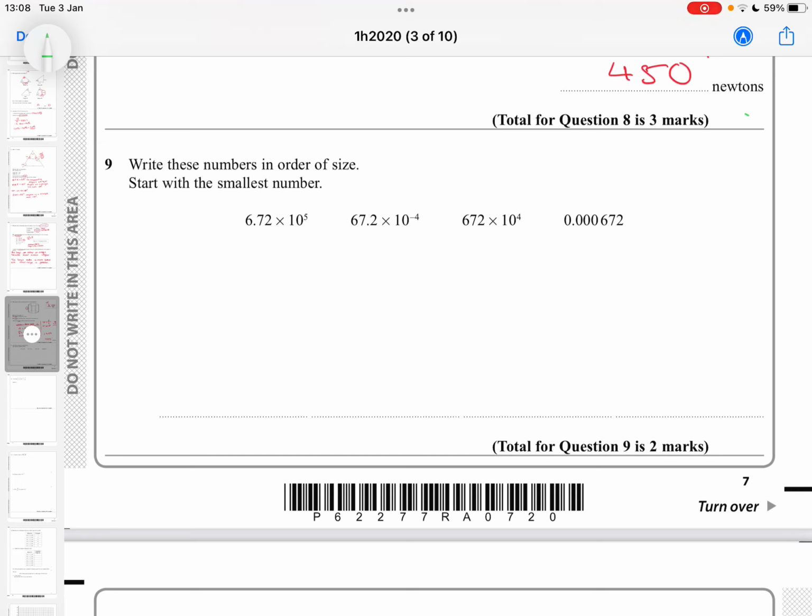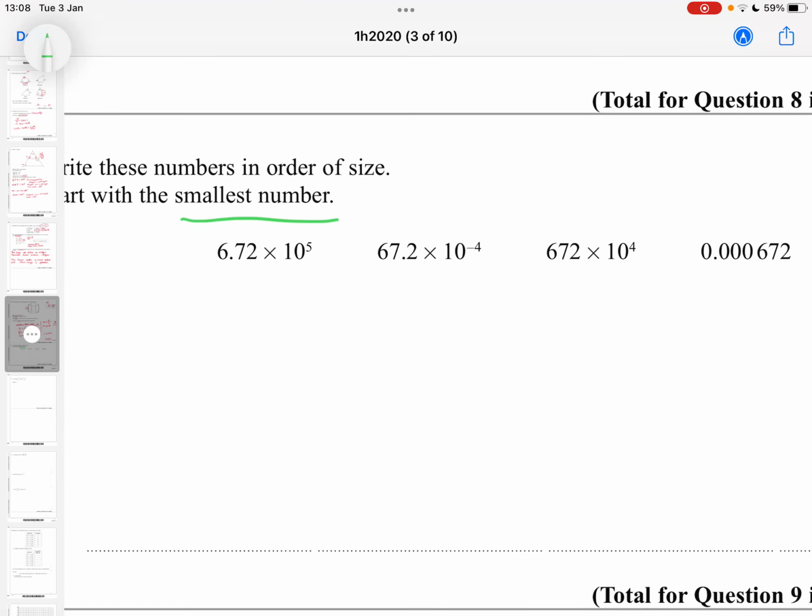Right, so question 9, what we need to do now is order these numbers from smallest to biggest, but they are not all in standard form. Some of them are, some of them not. So there's 2 ways to do the question. You could write each number in their original form, or write them all in standard form correctly and then compare them. So what I'm going to do is the first one is already done.